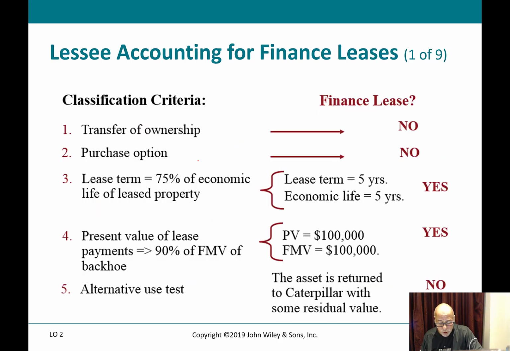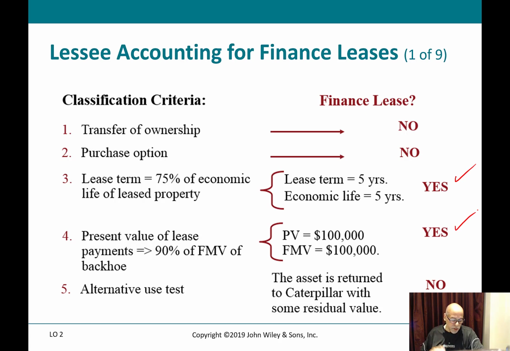Now, when you look, they continue on with the evaluation here, but once you've met one of these, it is a finance lease and will be treated as such. Now we're going to look at the present value calculation here in a minute, but the present value is, in this case, equal to the fair market value, and it only has to be 90% or more. It's 100%. So yes, we have a finance lease on that criteria as well, but it doesn't matter.